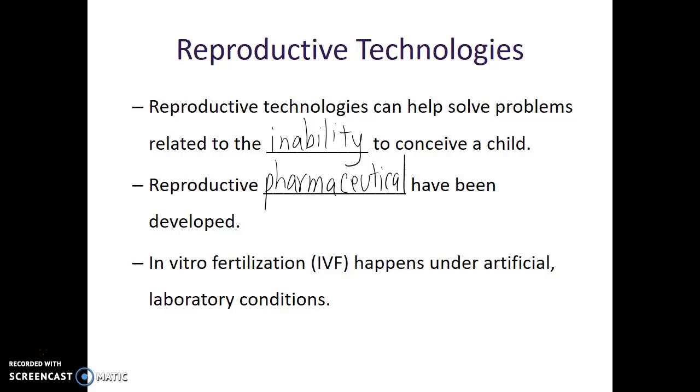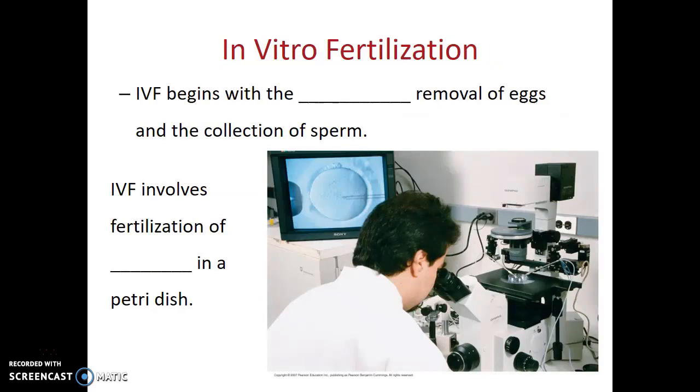Probably the most extreme example of reproductive technology would be in vitro fertilization, in which eggs are surgically collected from the female, combined with sperm collected from the male, and fertilization actually occurs outside of the body within a petri dish. Even though we have the technology to allow fertilization to happen externally, these fertilized eggs would then need to be implanted back into the uterus of a mother for the duration of pregnancy.